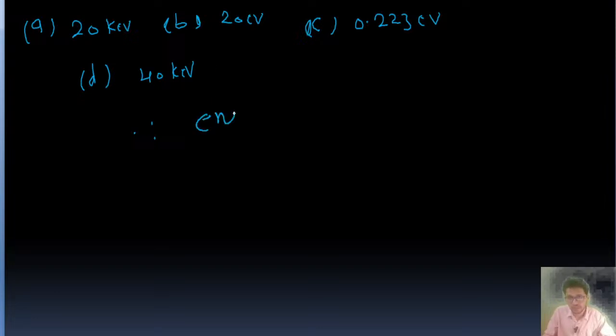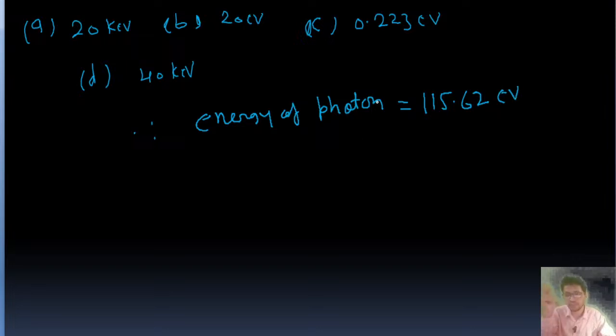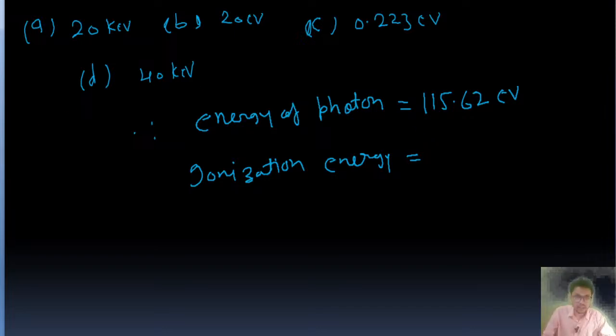Since we have been given the energy of the photon, that is 115.62 kilo electron volt, that is the energy given. Okay, so the ionization energy is given. Ionization energy, this is a very important point, right?